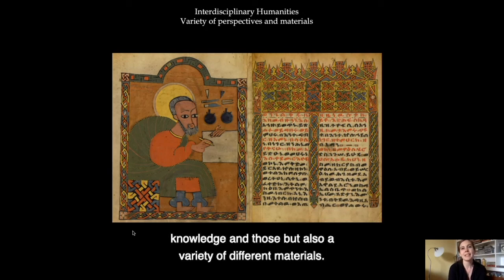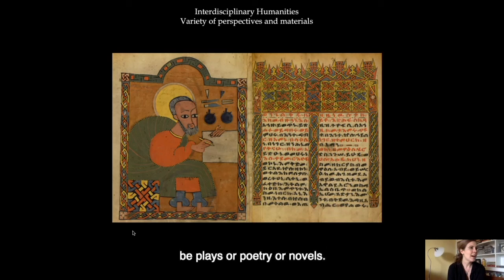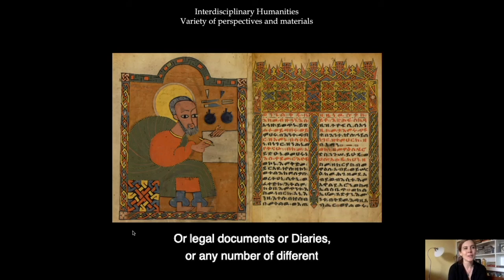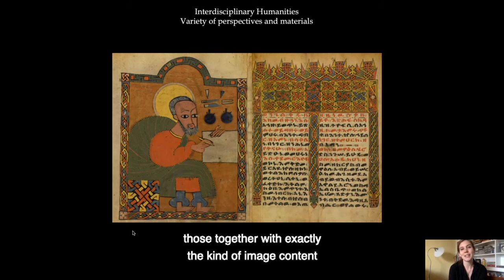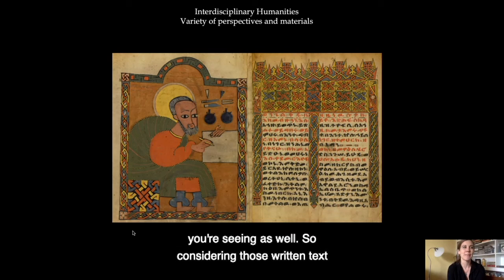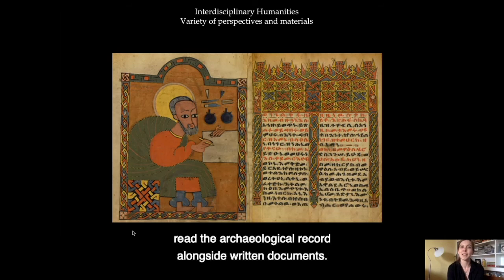So a variety of different kinds of written materials from contemporary societies and from societies in the past. They could be plays or poetry or novels or legal documents or diaries or any number of different sorts of written forms. Then many of our classes bring those together with exactly the kind of image content you're seeing as well. So considering those written texts with visual texts like paintings or architecture, or maybe in many cases, going back also and thinking about how we read the archaeological record alongside written documents.